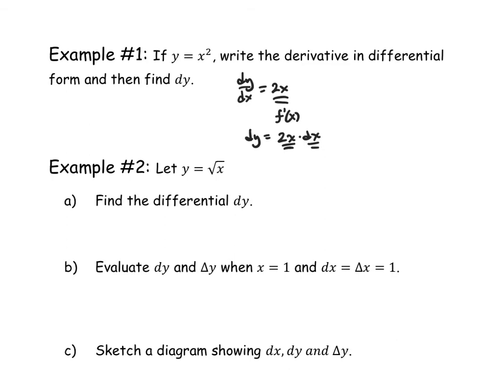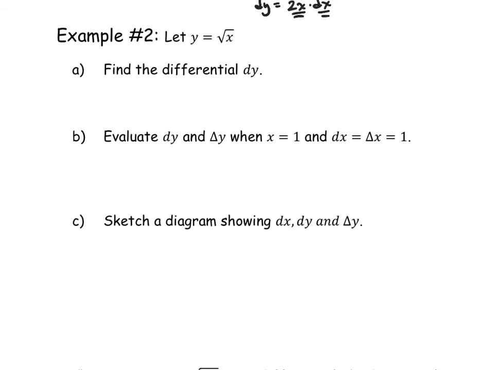Okay, let's do the same thing in example 2 and then use it to apply it to approximations. So find the differential dy. So dy/dx, the derivative of square root of x, is 1 over 2 root x. Therefore, dy is equal to 1 over 2 root x times dx. All right, again, change in x, and this is f prime of x.